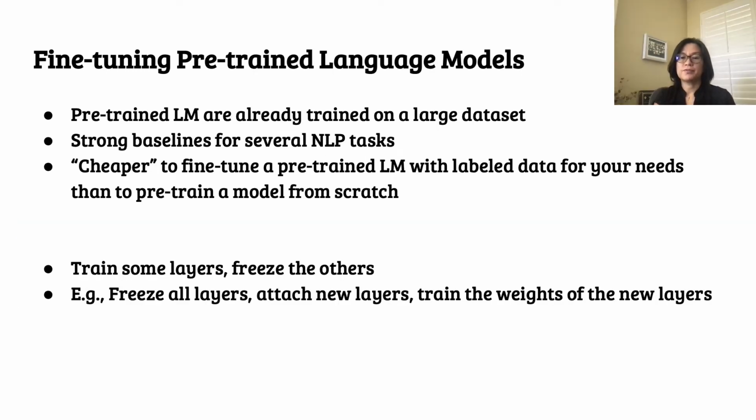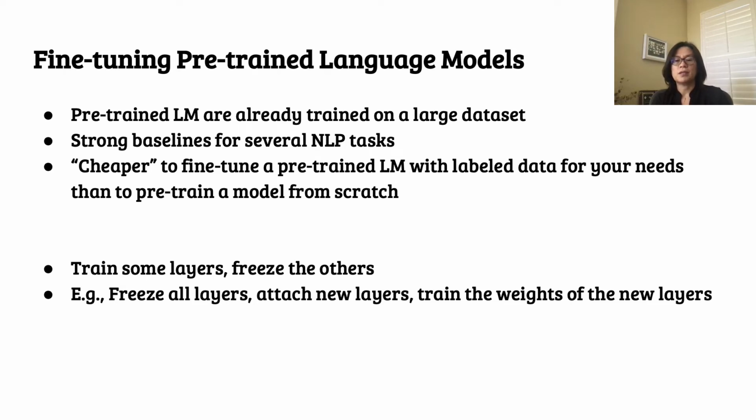So now let's go back to fine-tuning. DITTO fine-tunes a pre-trained language model for entity matching. Recall that pre-trained language models are already trained on large data sets. For example, BERT is trained on the book corpus and English Wikipedia. And without fine-tuning, they already establish strong baselines for several NLP tasks. The architecture of pre-trained language models such as BERT makes it very easy to fine-tune the model for different applications, and it is often cheaper to fine-tune a pre-trained language model with labeled data for your own needs than to pre-train a language model from scratch.